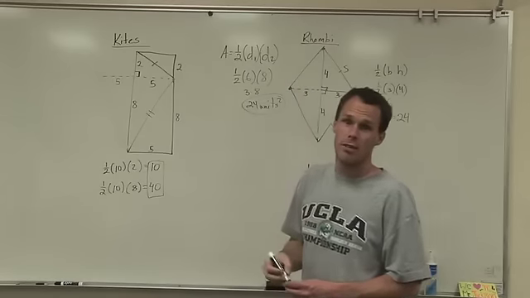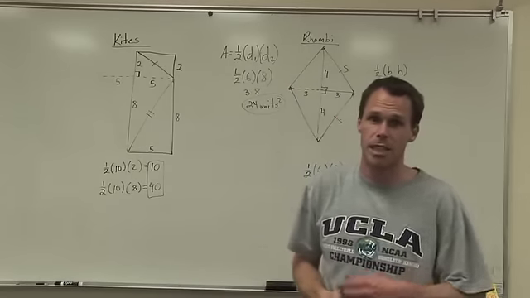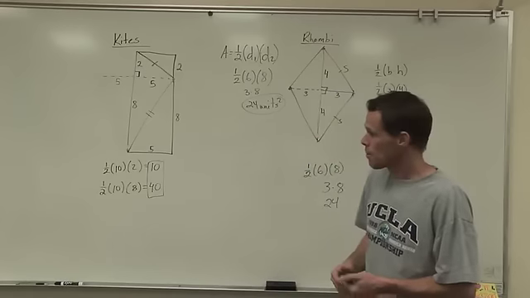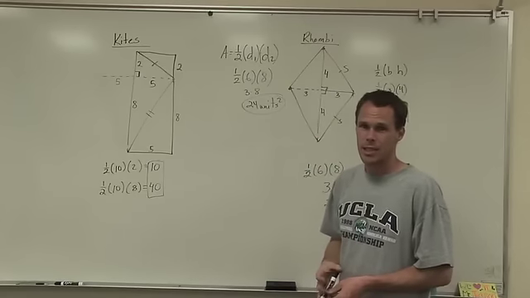So there's your area of a kite and rhombus formula, and that's it for video lesson number 2 about chapter 10, section 2.